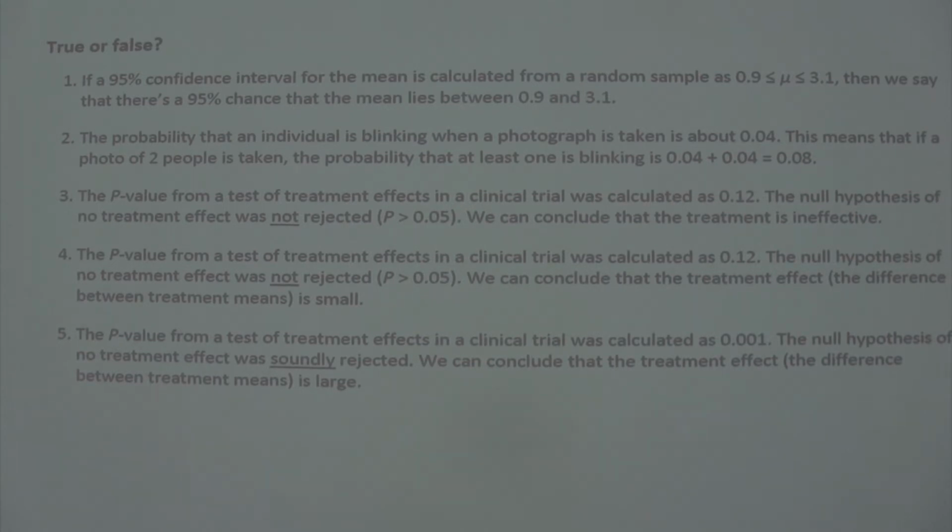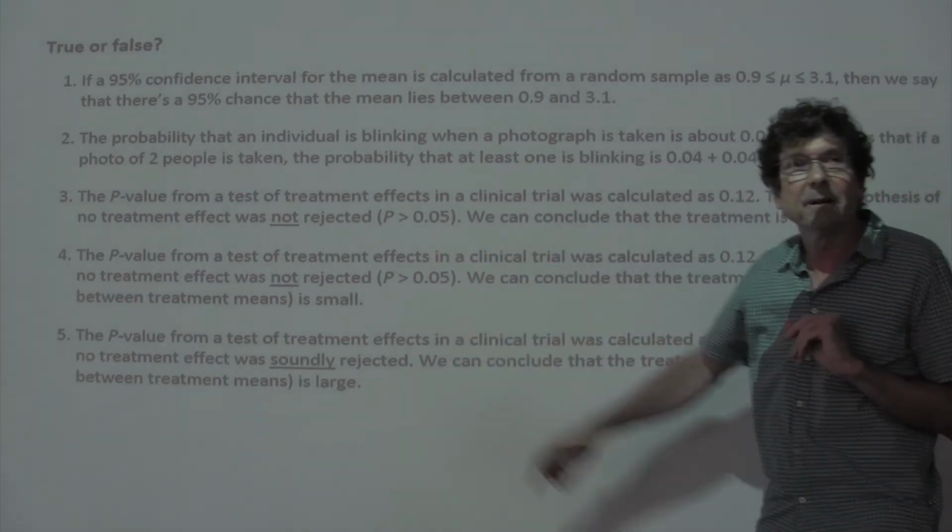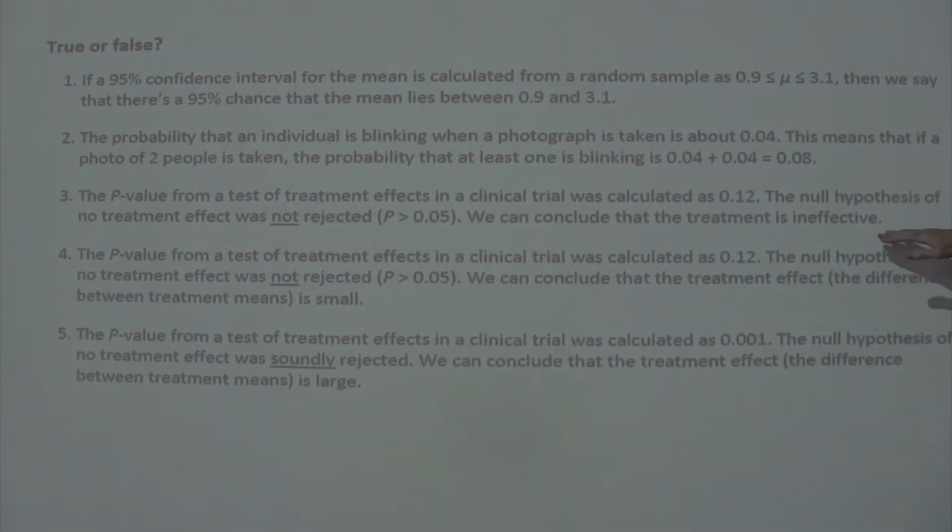The p-value from a test of treatment effects in a clinical trial was calculated as p equals 0.12. The null hypothesis of no treatment effect is not rejected, because p is greater than 0.05. We can conclude that the treatment is not effective. How many say true? How many say false?